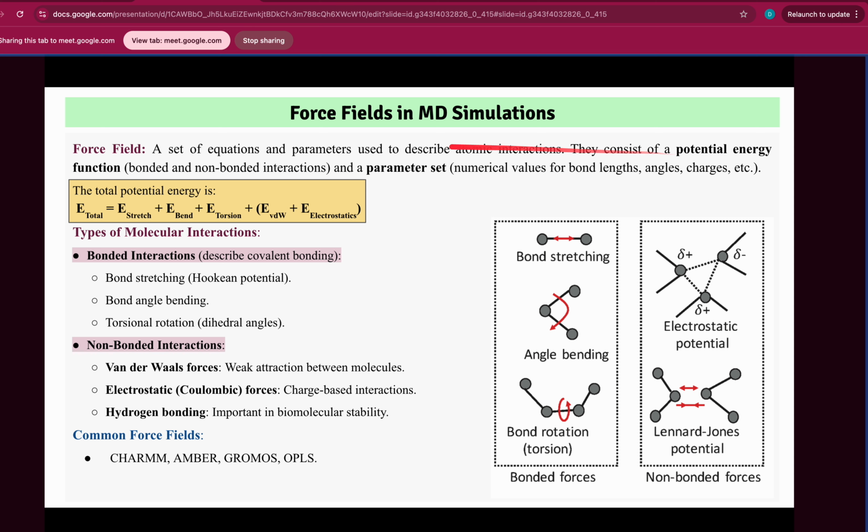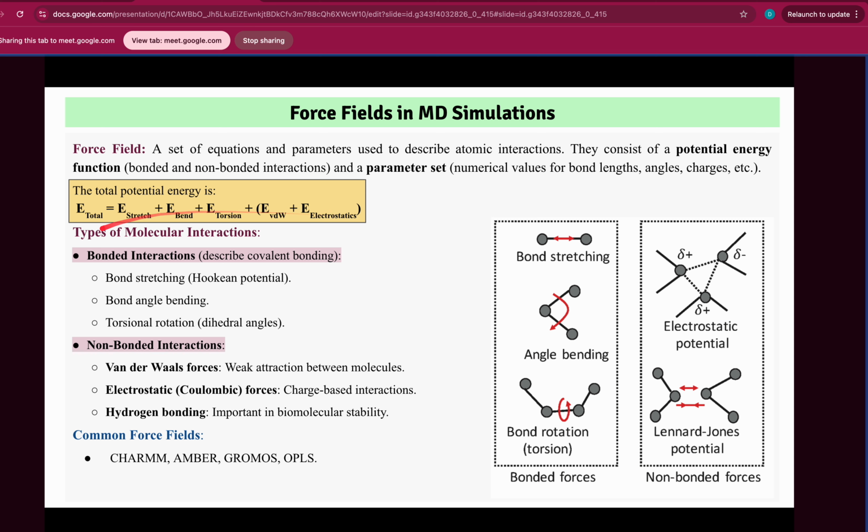So they consist of a potential energy function. That means it involves both the bonded and non-bonded interactions which are happening inside a protein. If we study those interactions, then only we'll be able to see what the net energy on the system is. And a parameter set, which is the numerical values for bond lengths, angles, charges, etc. So if you want to calculate the total potential energy of a protein, then it is composed of bonded plus non-bonded terms. So in bonded interactions, that is the energy of stretching, bending, torsion, and in non-bonded interactions, that is van der Waals interactions and electrostatics. So these are non-bonded interactions.